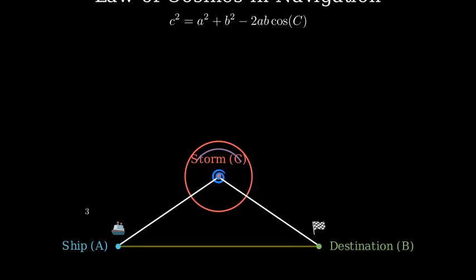miles away from it. The ship's navigation system shows that it is 300 nautical miles from the storm, and the destination is 400 nautical miles from the storm. The angle between these two positions, as seen from the storm center, is 120 degrees. To find the direct distance between the ship and its destination, we can apply the law of cosines.